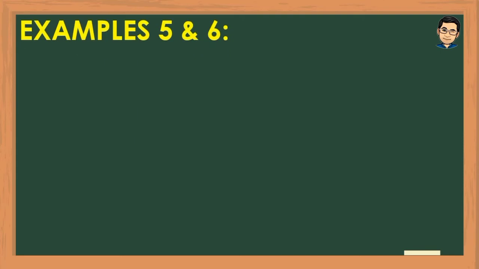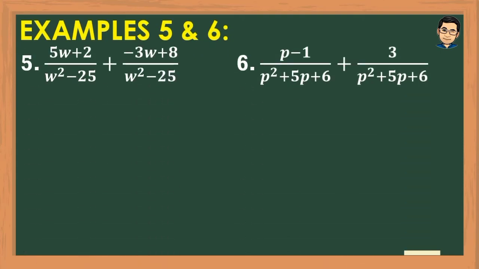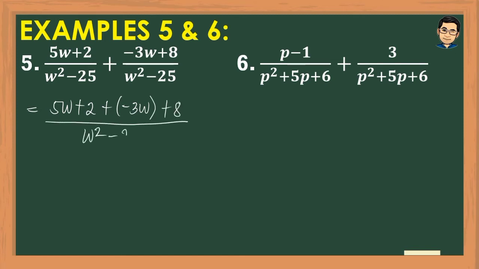Next, examples 5 and 6. Number 5, 5w plus 2 all over w squared minus 25 plus negative 3w plus 8 all over w squared minus 25. So, add natin yung mga terms sa numerator. 5w plus 2 plus negative 3w plus 8. Okay. All over w squared minus 25.